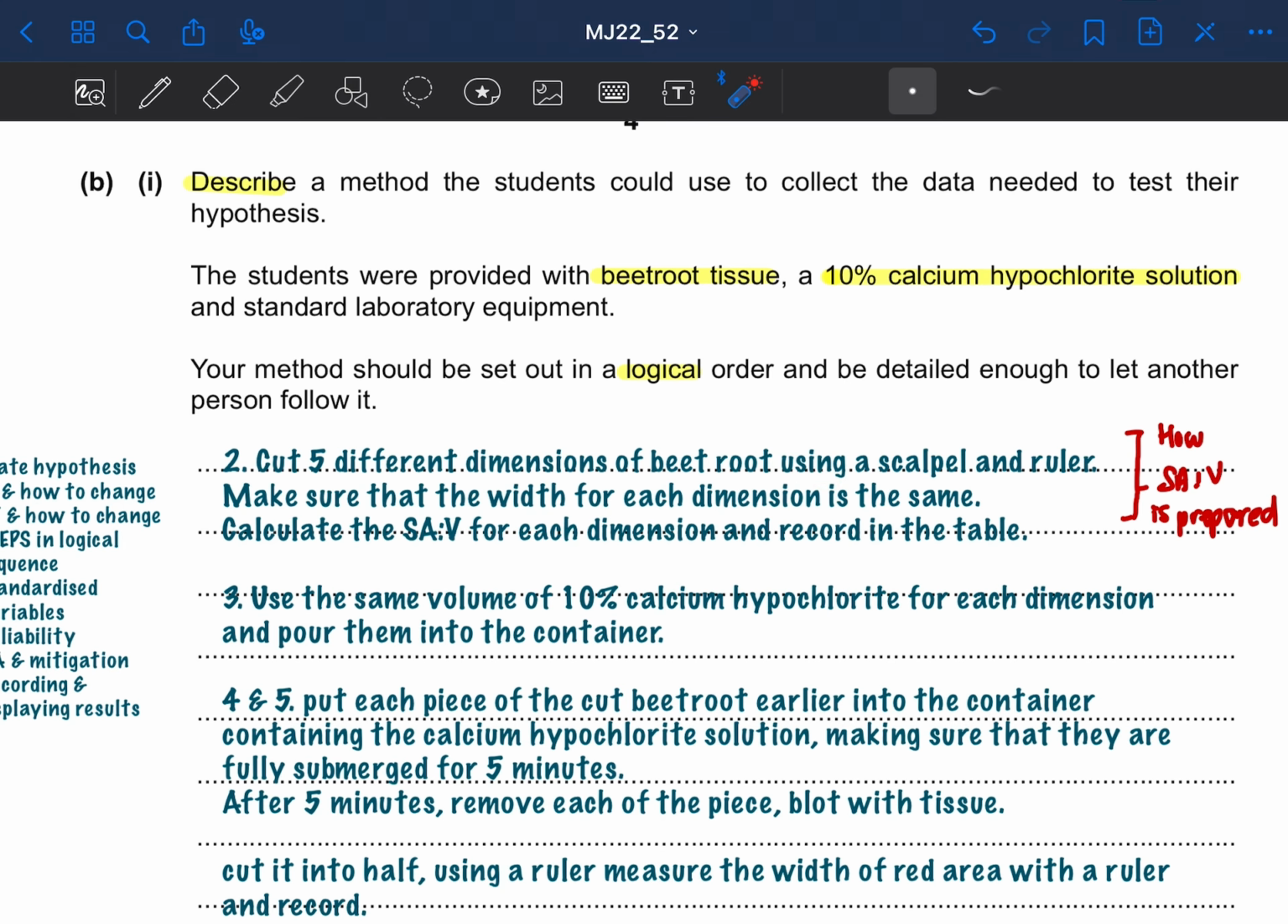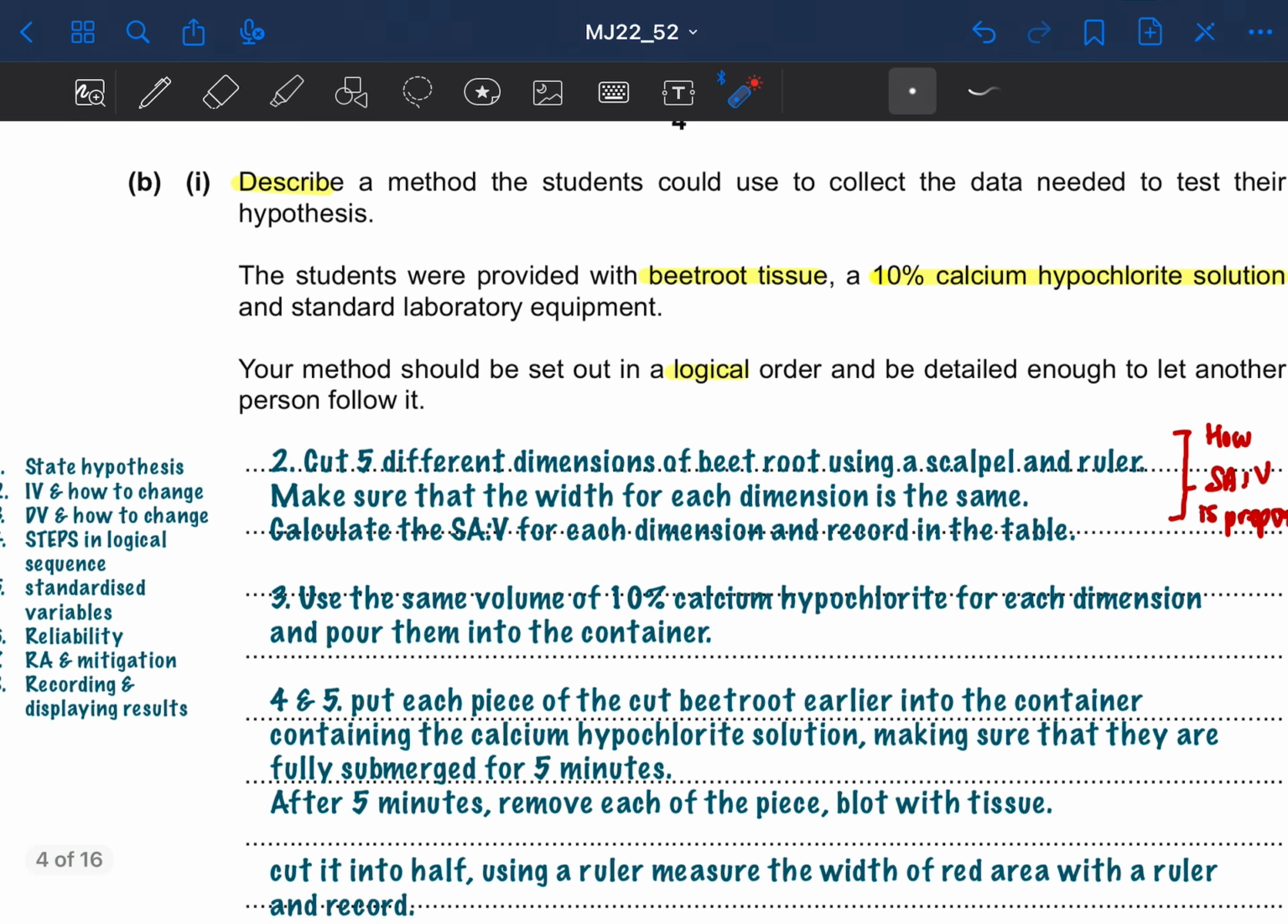Again, how do you change it? So what are the things that you need to do this? Okay, so what do we need? We need to cut it. So we're going to cut with a scalpel. And how are you going to measure the different dimensions? Of course, using a ruler.